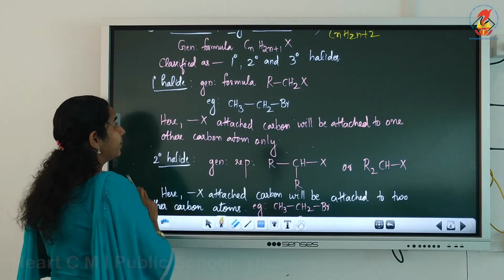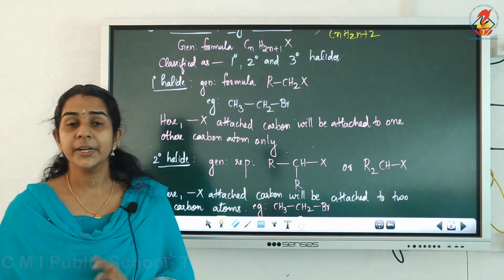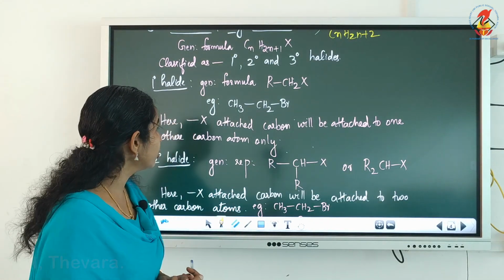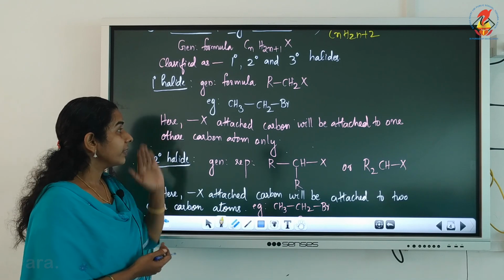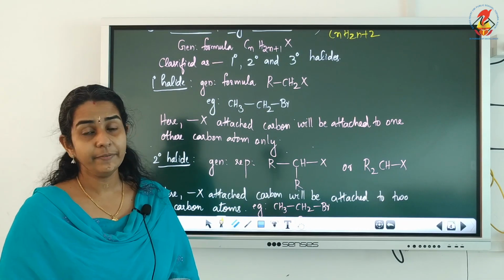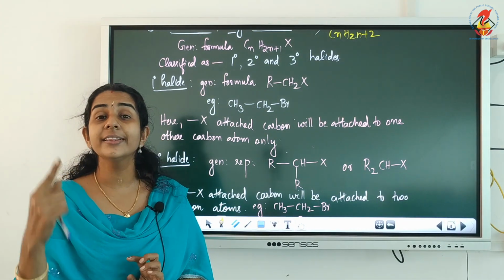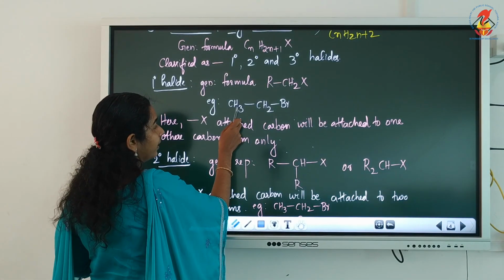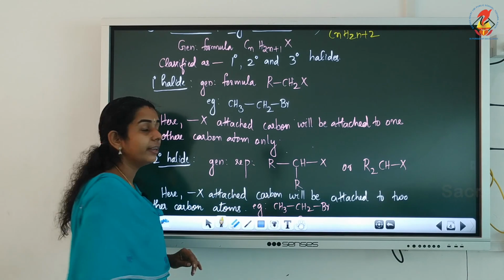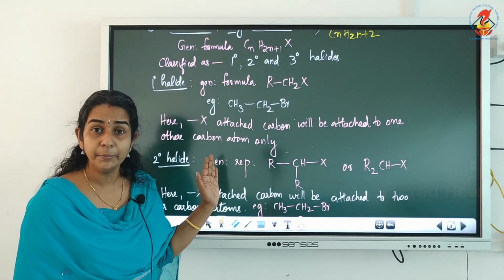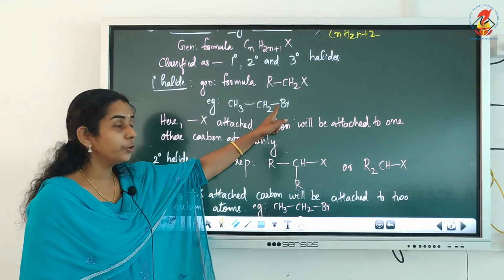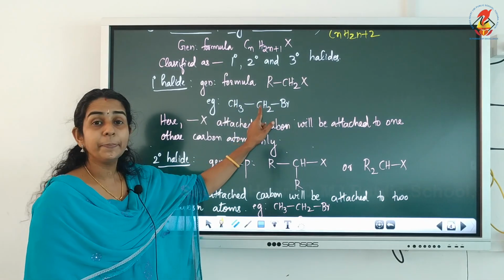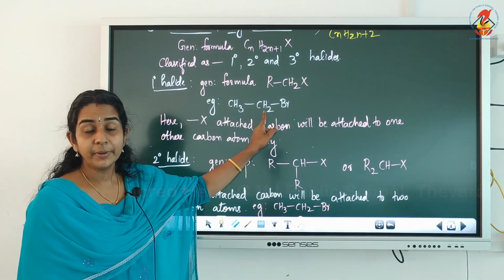What is meant by a primary halide? Primary halide means the X attached carbon atom will be attached to only one other carbon atom. Let us see the example of CH3CH2Br. Here it is a primary bromide. Here the functional group is bromine, so we can call it a bromide. It is a primary bromide or a primary halogen.